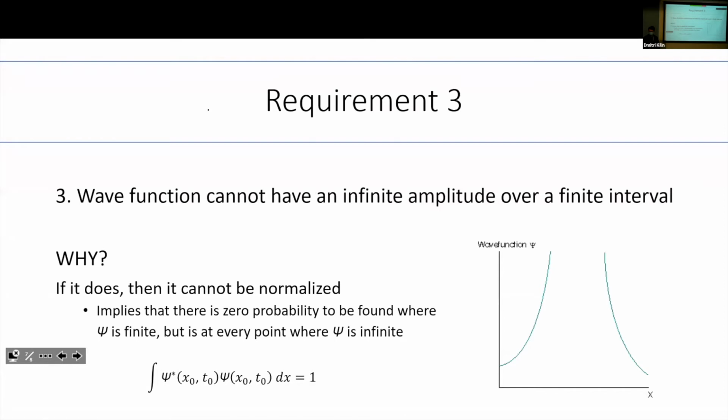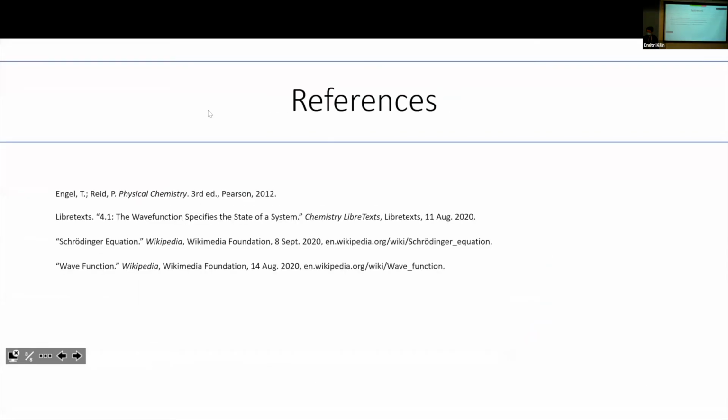And for requirement 3, we cannot have an infinite amplitude over a finite interval. There I have another figure of that. Once the wave function reaches infinity, it can't be normalized, because if we're using the equation at the bottom and we have infinity equals 1, then that means that at all the points where the wave function equals infinity, there's 100% probability. And where the wave function is finite, there's absolutely no chance that it's there, which doesn't make sense once again. And here I have my references.